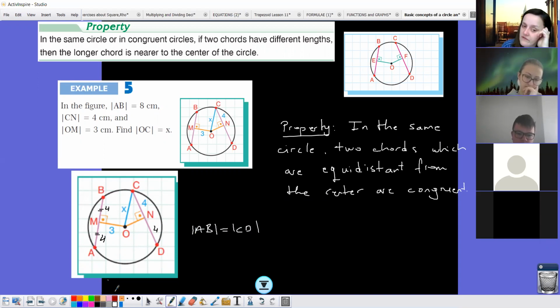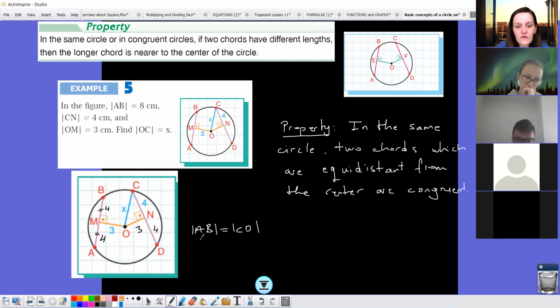The chords have the same length. So what we said in this property is that if they are equidistant, they have the same length. So if they have the same length, they are equidistant from the center. So it means that OM is equal to ON because the chords are equal to each other. So if OM is 3, ON will be 3 also.